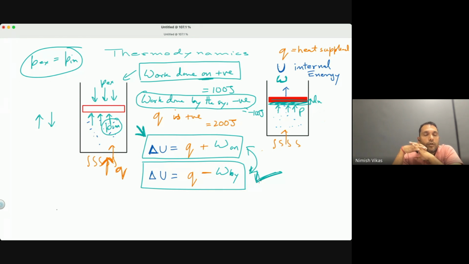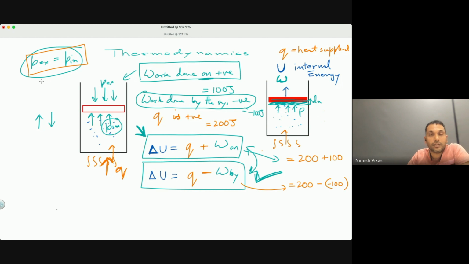I'll repeat, both the formulas are the same. If I apply the top formula, my answer will come as 200 plus 100. If I apply the bottom formula, my answer will come as 200 minus 100. Numerically they are not different. They happen to be different only when P external and P internal are not the same. So you have to be careful over there.